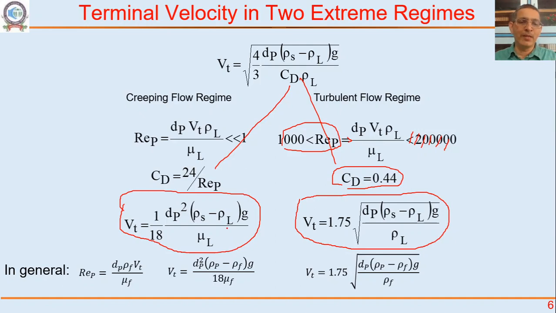Okay. In general, it may not be liquid, it may be any fluid. In that case, we are going to define particle Reynolds number as dp rho f, density of the fluid, Vt divided by mu f, viscosity of the fluid. Then in the creeping flow regime, this is the demarcation. In the creeping flow regime, Vt is dp square (rho p minus rho f) into g divided by 18 mu f. And in the turbulent regime, Reynolds number greater than 1000, it will become 1.75 times the square root of dp (rho p minus rho f) into g divided by rho f. Okay, we'll use it for our calculations now.